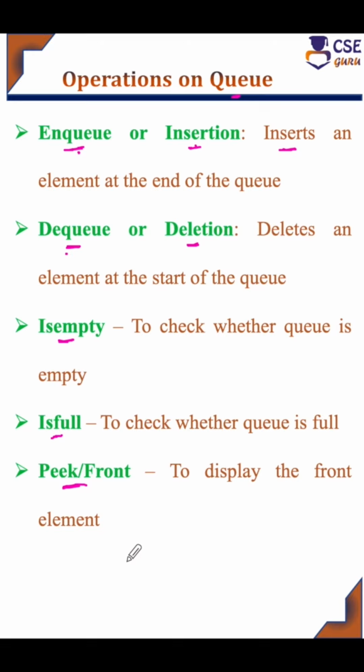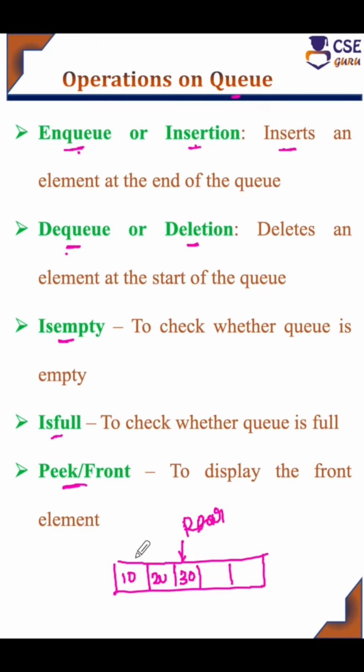For example, if you are considering this as the queue data structure, you can insert elements. For example, this is 10, 20, 30, and now rear is pointing to this memory location and front is pointing to the 0th memory location. That is the first element in the queue. If this is the condition, insertion always happens at the rear position. NQ or insertion happens at the rear position.